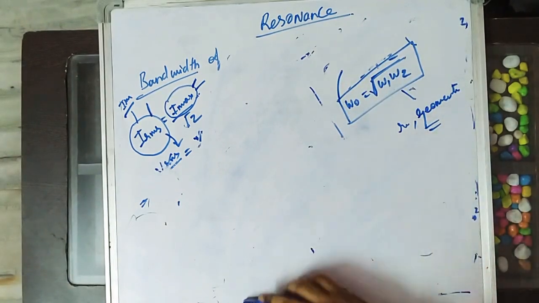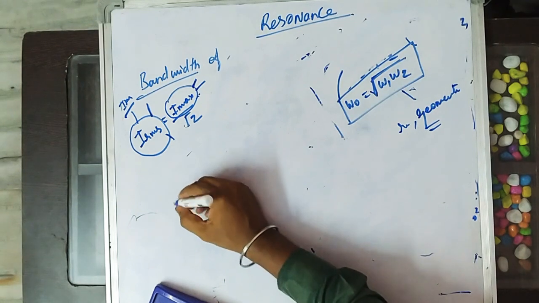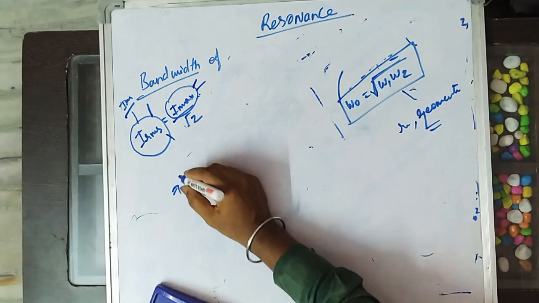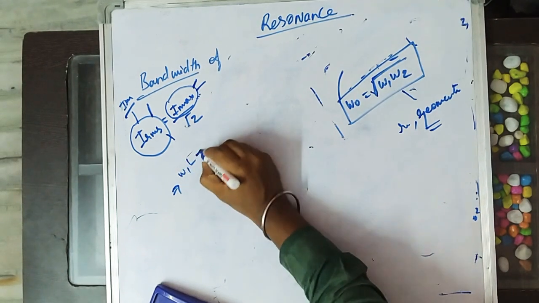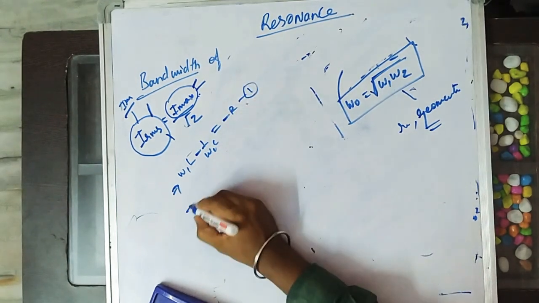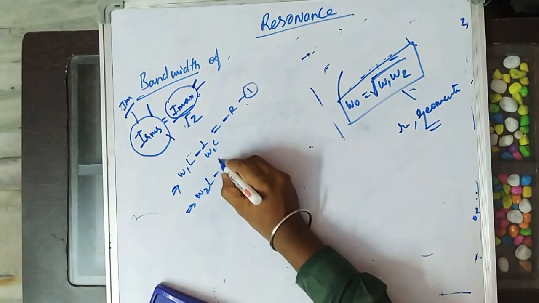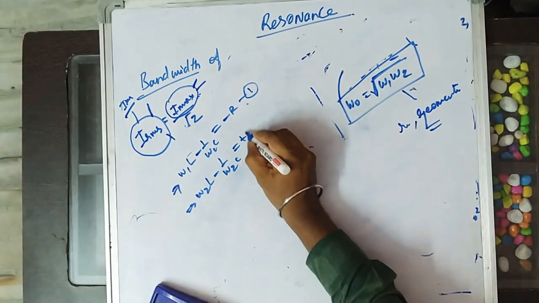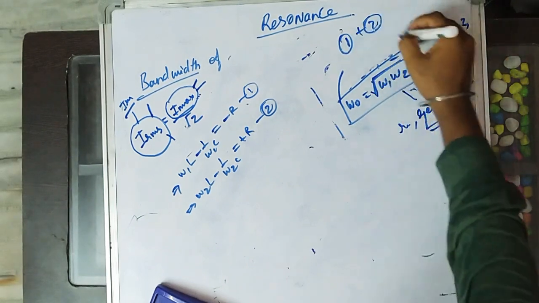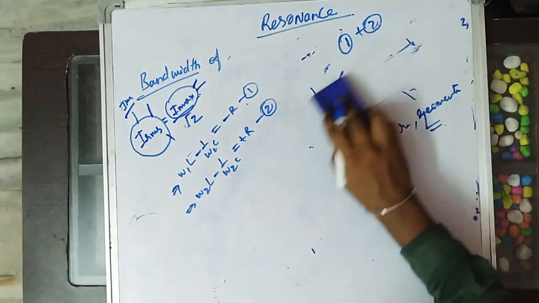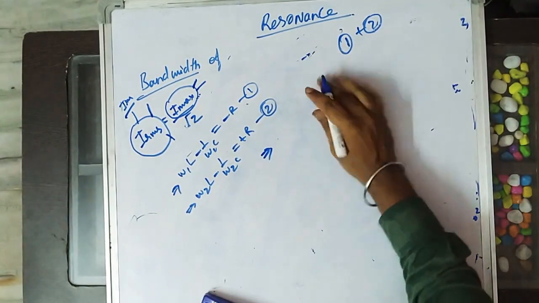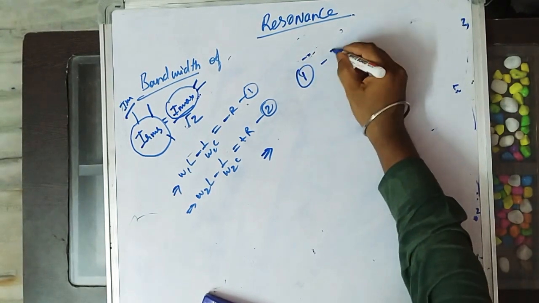Now we'll find the next result. We have the relations like equation 1: omega 1 L minus 1 by omega 1 C equal to minus R by 2. This is one equation, and omega 2 L minus 1 by omega 2 C equal to plus R by 2. This is the second equation. Initially we added equations 1 and 2 and got this relation. Now we will subtract equation 1 and equation 2.